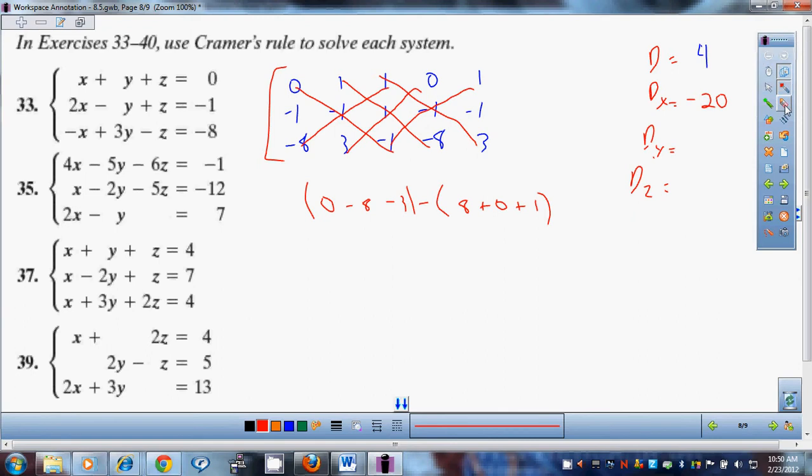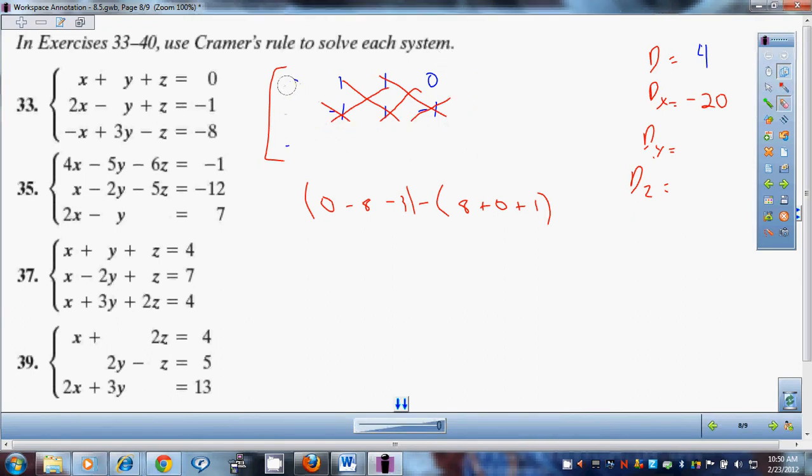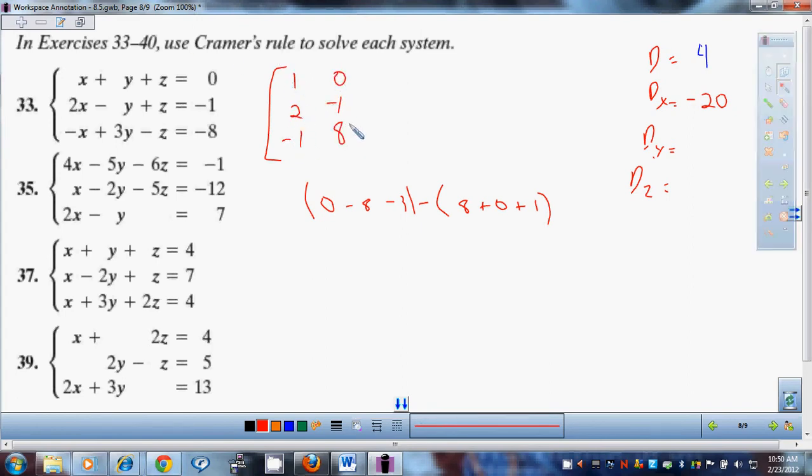All right, for dy, here we go. Now we're going to find dy. Same exact method. So 1, 2, negative 1. Now we replace the y column with the answers. 1, 2, negative 1.